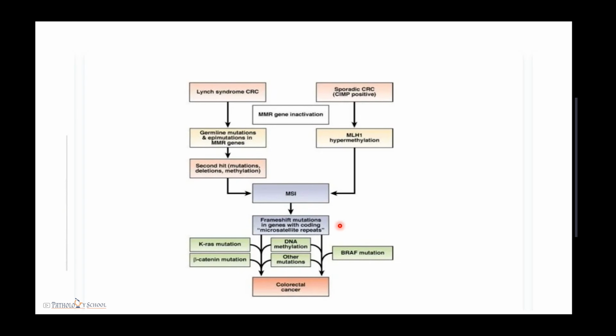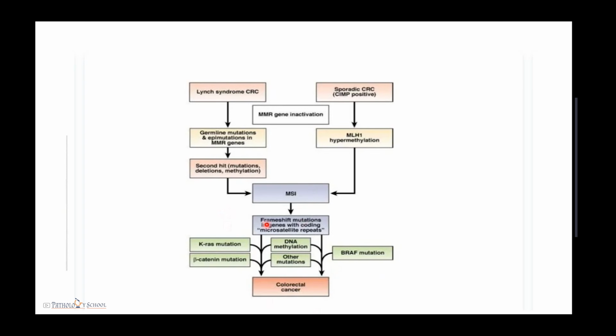So frameshift mutations are going to happen once the patient has MSI, in genes with coding microsatellite repeats, right? So we need to remember what kind of mutation is happening here: frameshift mutation, not a point mutation. So KRAS and beta catenin mutation here, and BRAF mutation, as we discussed. BRAF mutation is associated with MLH1 hypermethylation, and KRAS and beta catenin are associated here.